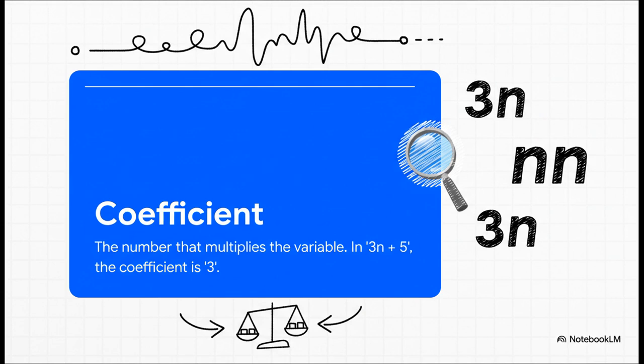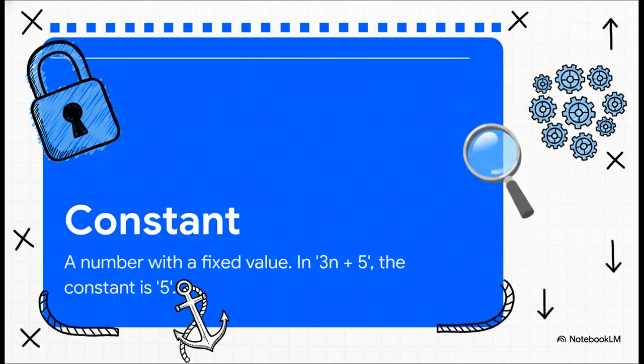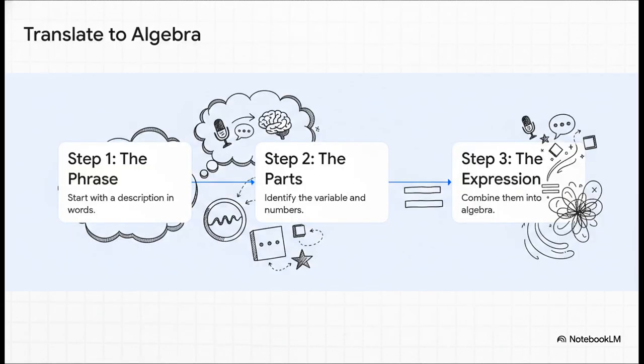That's called the coefficient. Whenever you see a number and a letter squished together like 3n, it's just a shorthand way of saying they're being multiplied. So 3 times n. And finally, we have that number all by itself, the 5. That's the constant. And it's called that because its value is, well, constant. It's fixed. It doesn't change. It's always just 5.